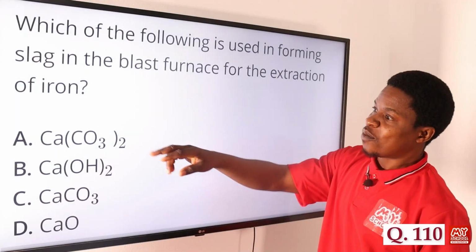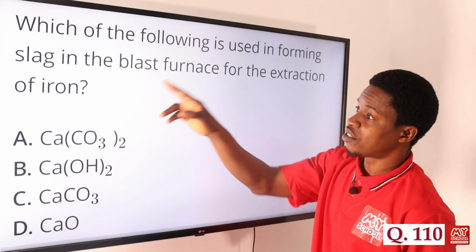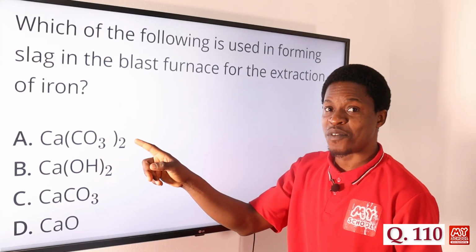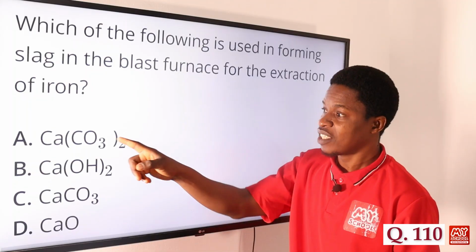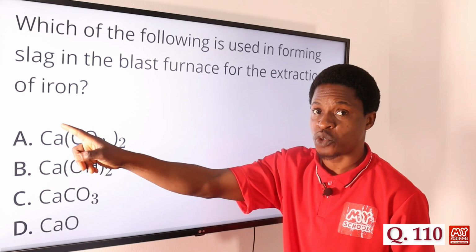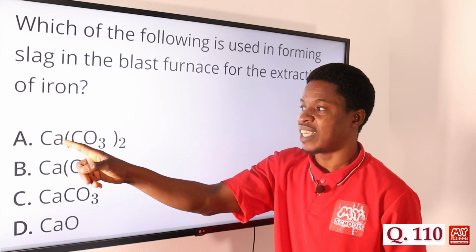Okay, so which of the following is used in forming slag in the blast furnace for the extraction of iron? You have calcium. This is not correct because this is not the formula for calcium carbonate, because CO3 actually has 2 minus and then calcium has 2 plus. So the 2s cancel out, so there should be no need for any 2 here. So it should just be CaCO3.